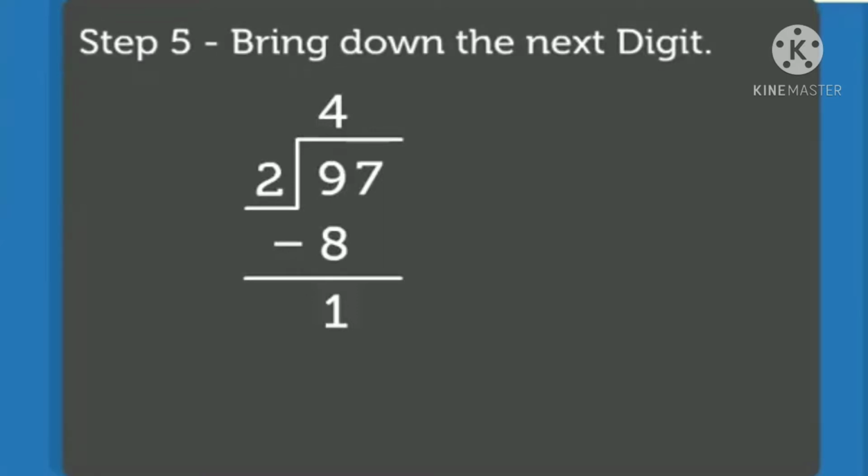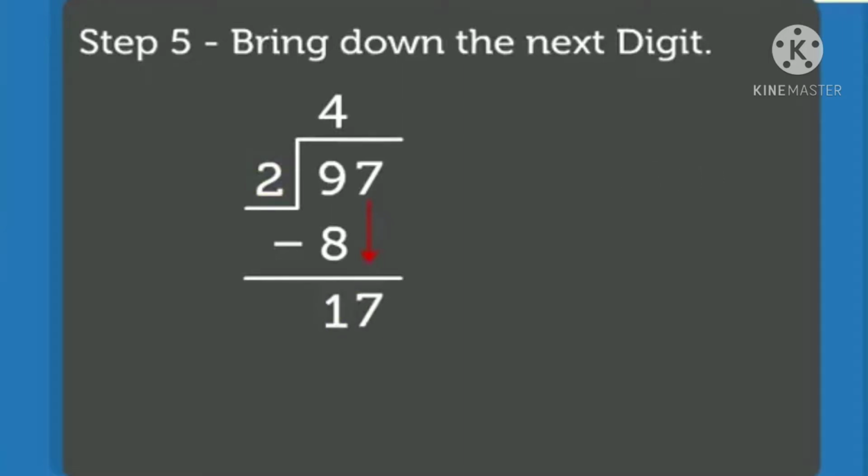Now, step 5 is to bring down the next digit, that is 7. After bringing down the digit, we repeat steps 1 to 5 again till there are no more digits to bring down. So, here we again compare 17 and 2. Here, 17 is greater than 2. So, we can divide 17 by 2.